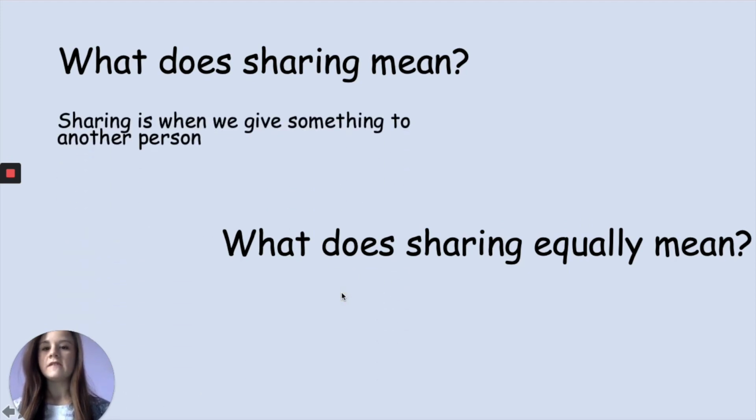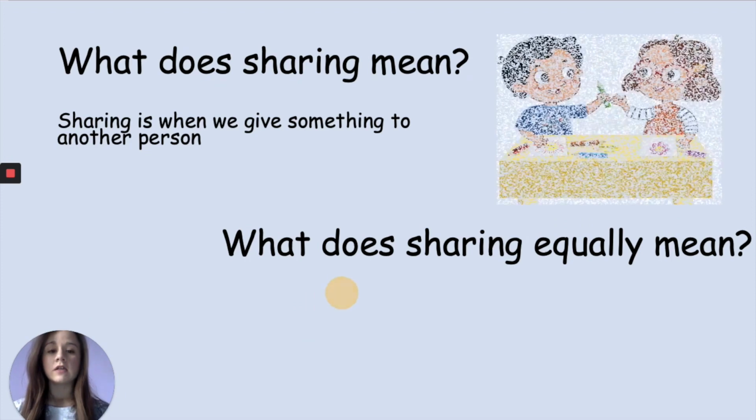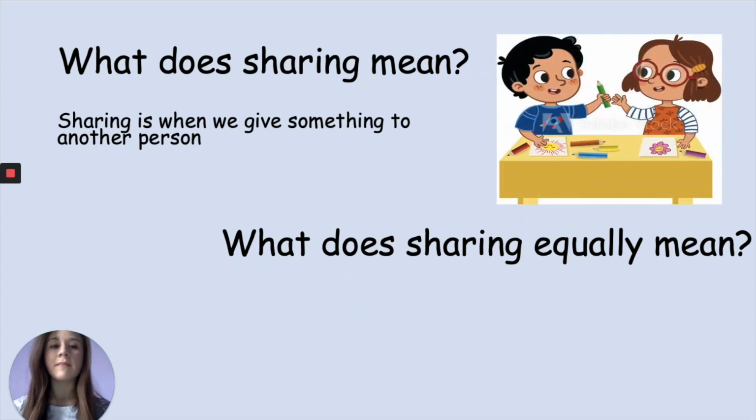Sharing is when we give something to another person. So when we are at school, we might share a pencil with our friend, but we might not give them the exact same amount that we have. I might keep more than I give to my friend, but I'm still sharing because I am giving them something.